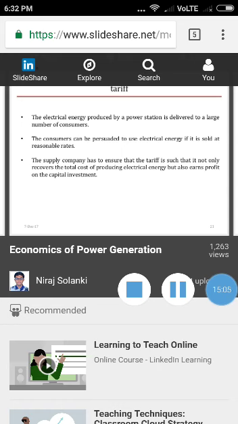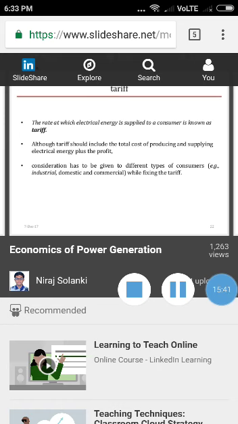Electrical tariff. The electrical energy produced by a power station is delivered to a large number of consumers. The consumers can be persuaded to use electric energy if it is sold at reasonable rates. The supply company has to ensure that the tariff is such that it not only recovers the total cost of producing electrical energy but also earns profit on the capital investment.